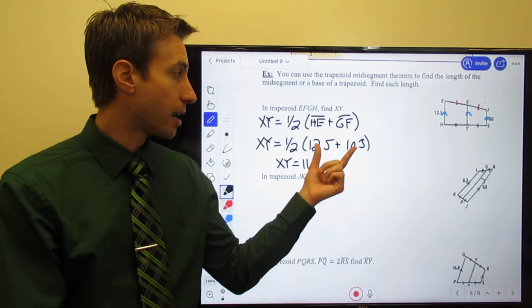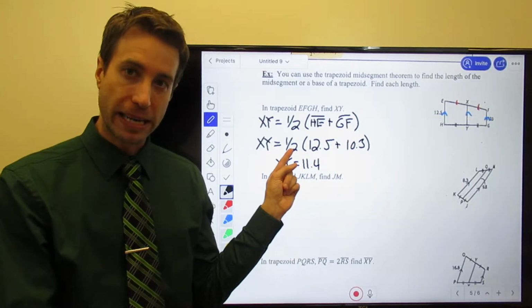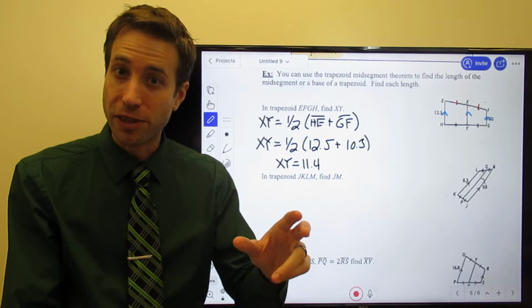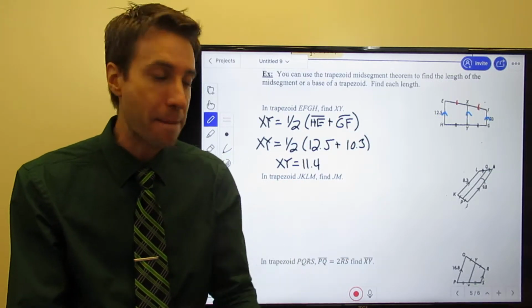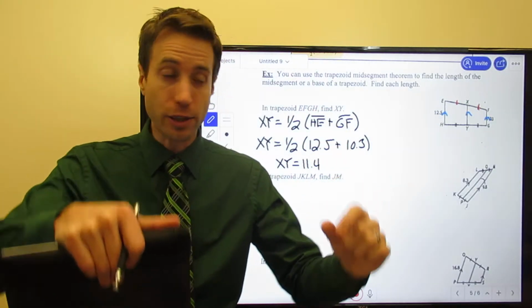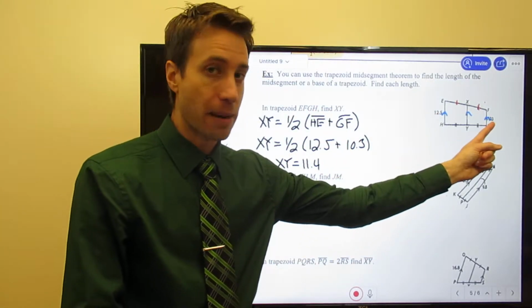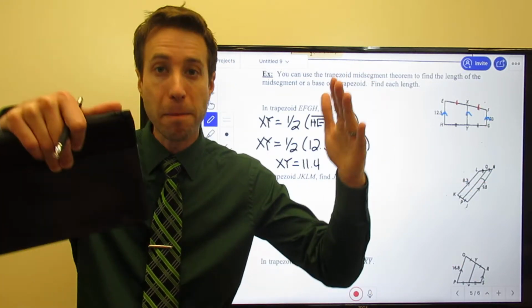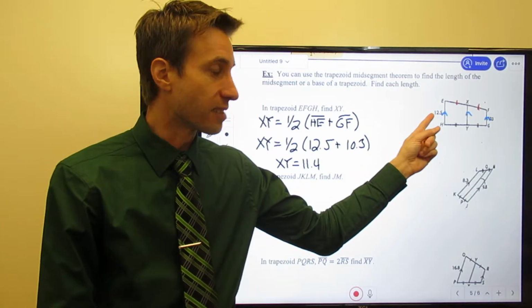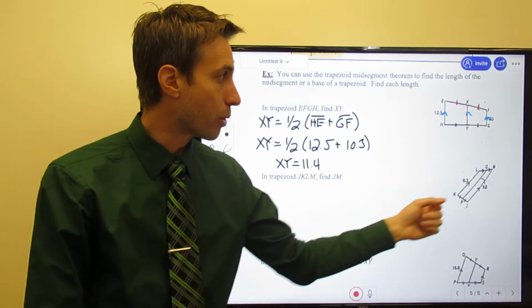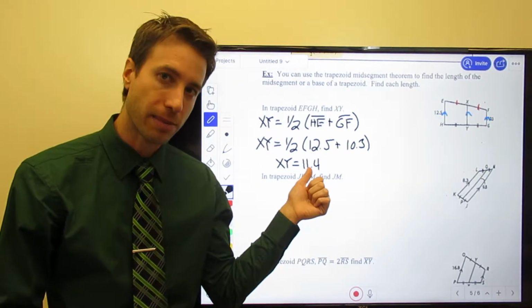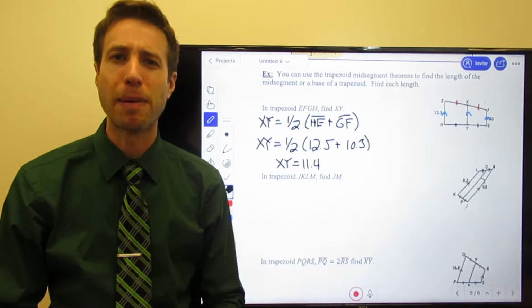Now, here's a really interesting way that makes sense to check your answer. Because we are taking a sum and then dividing by 2, all you're doing is finding the average of the two base sides. What that means is your mid-segment should be between the two, right? 12.5 and 10.3. My mid-segment will be a number that's between those lengths. So 11.4 is less than 12.5, but 11.4 is greater than 10.3. So as long as my number comes out in the middle, I feel pretty good about what I got.